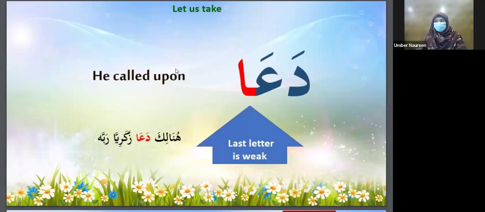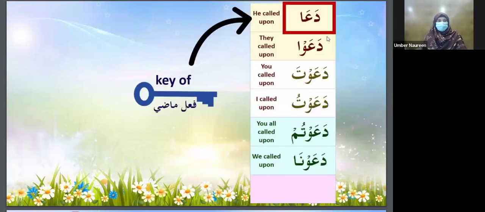Jazakallah khair, sister. Alhamdulillah. And let's now take dal and ain, two of the root letters we can recognize from here. But we know about the alif: alif can never be part of the root letters. So the third root letter we will find among the table. Here, dal and ain are confirmed. The meaning is, he called upon. Hunalika da'a Zakariya Rabbahu is the example given from the Quran. And it's mazi. Da'a, he called upon.